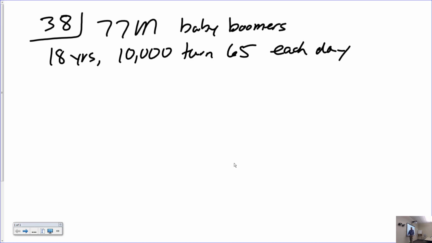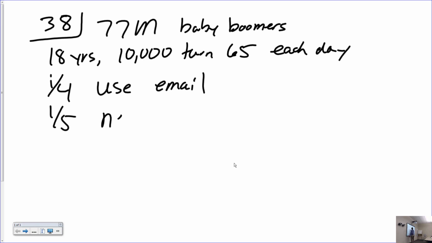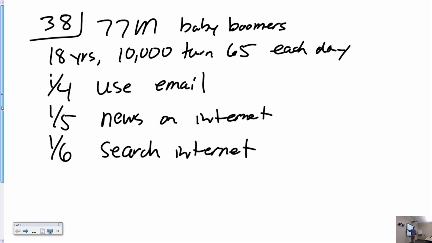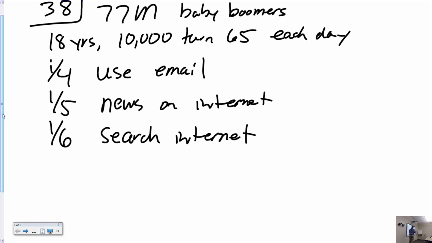Okay. And then it goes on to the actual problem. One-fourth of this group uses email and so on. Hang on, one-fourth use email. Okay. One-fifth gets their news from the internet. News on the internet. Okay. One-sixth searches the internet. So I guess they don't find the news, it just says they search the internet. Okay, and then it goes on.